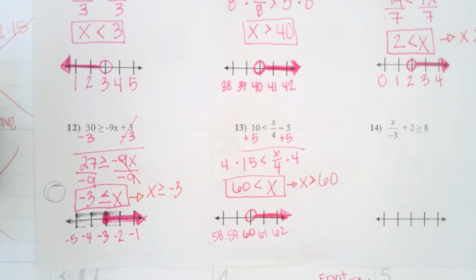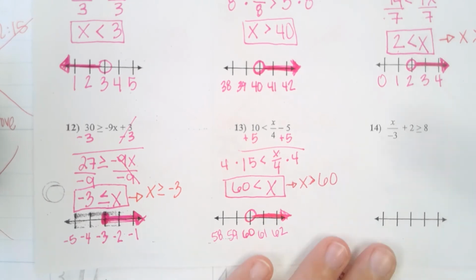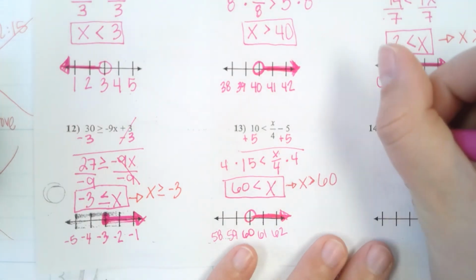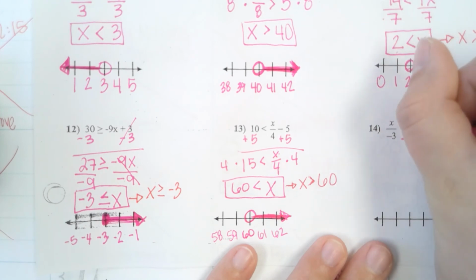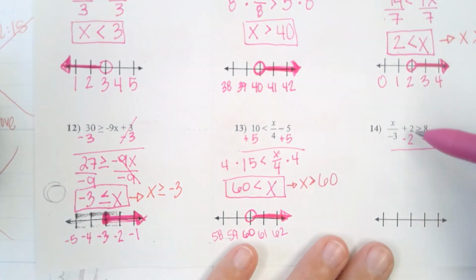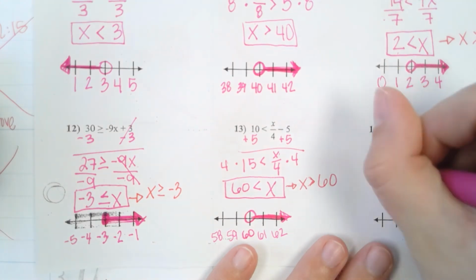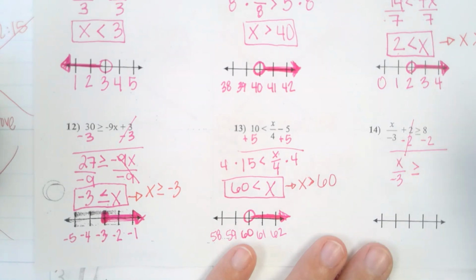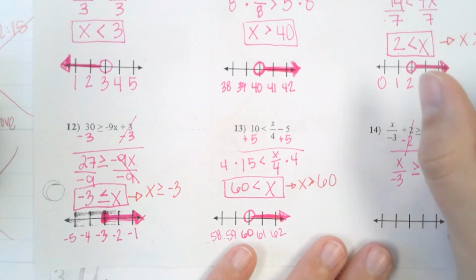All right, and then the last one, number 14. So always move your constant first. That's on the same side as x. So in this case, we needed to move that plus 2. So the opposite of adding 2 is subtracting 2. These cancel because that equals 0, and you are left with x over -3. Bring down that greater than or equal to sign, and then 8 minus 2 is 6.